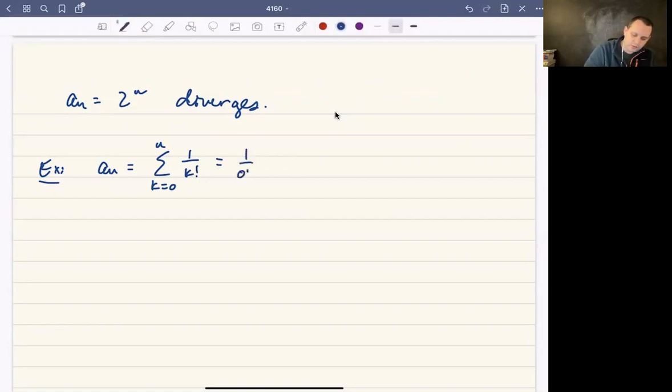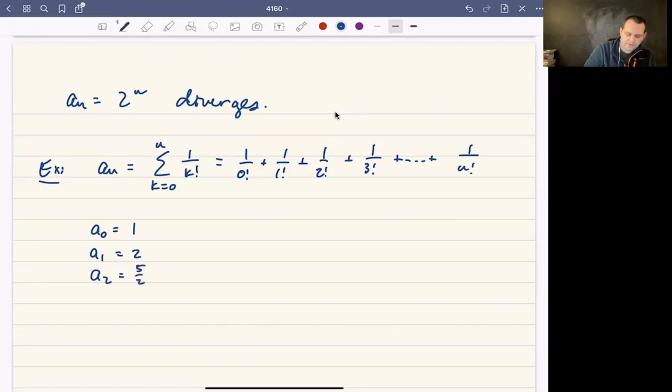So this is 1 over 1 plus 1 over 1 factorial, which is also 1 over 1, plus 1/2, plus 1 over 3 factorial, which is 6, all the way up to 1 over n factorial. So here a0 is 1, a1 is 2, a2 is 5 halves, right? Because that's 1 plus 1 plus 1/2. a3 is going to be, let's see, 1 plus 1 plus 1/2 plus 1/6.